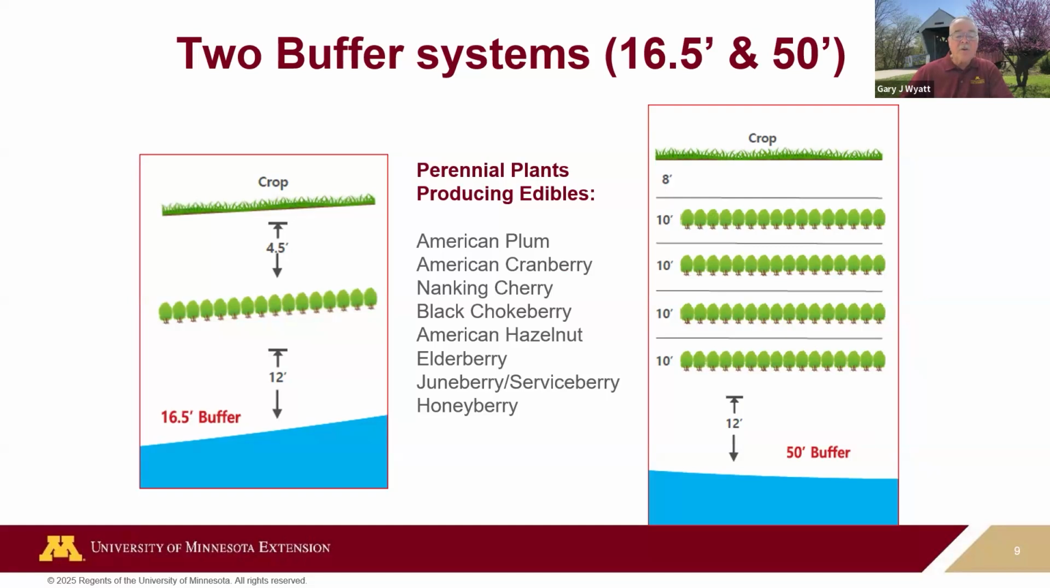If you're ever going to Sioux Falls or South Dakota on I-90, I'd urge you to stop at Luverne, Minnesota, where they have a Prairie Alley food forest. Right below that, we have a buffer demonstration area, and we demonstrated two plantings. For the 16.5-foot buffer, we did a single row of these plantings. For the 50-foot buffer, we did a four-row planting of American plum, highbush cranberry, Nanking cherry, black chokeberry or aronia berry, as some people call them, hazelnut, elderberry, and Juneberry, also called serviceberry or Saskatoon, all synonymous for that type of shrub. And then honeyberries were also planted.